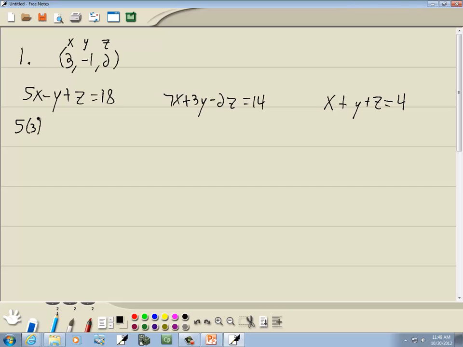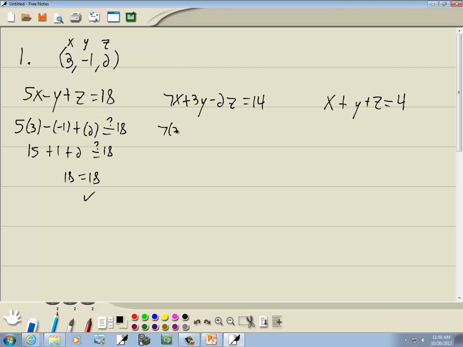So 3 for the x minus -1 plus 2. And this is more of a question mark. We're wondering if that's equal to 18. 5 times 3 is 15. Negative becomes positive. Plus 2. 15 plus 1 is 16. Plus 2 is 18. So we get 18 is equal to 18. So that one checks.